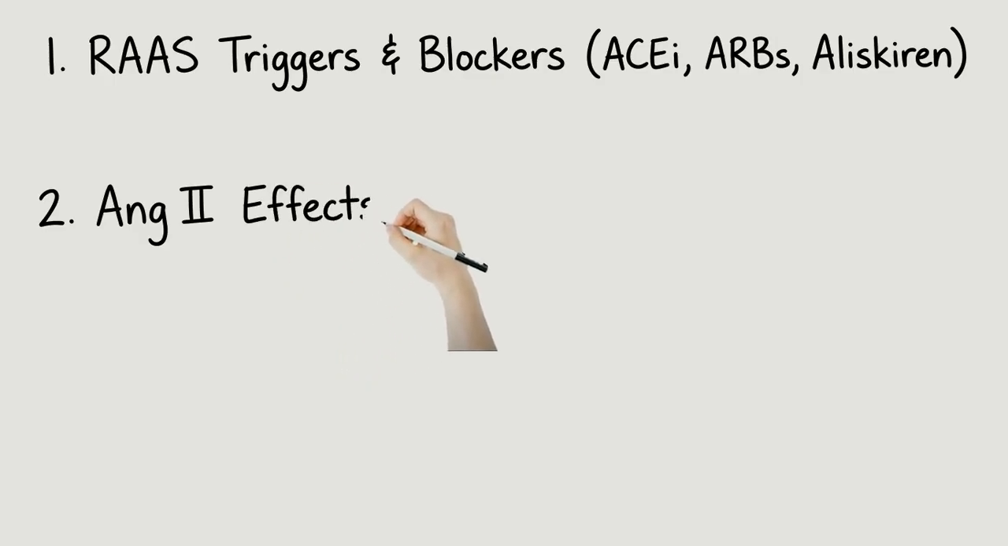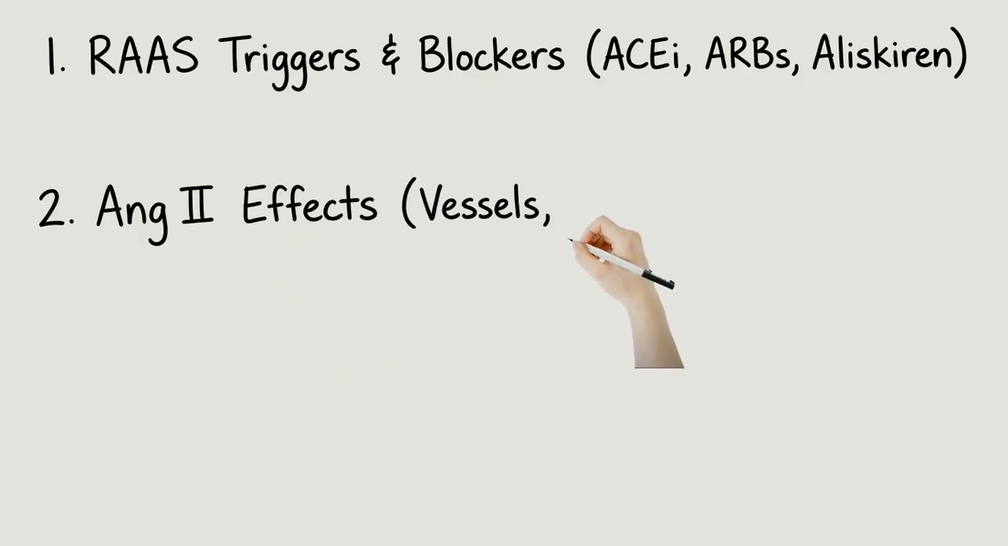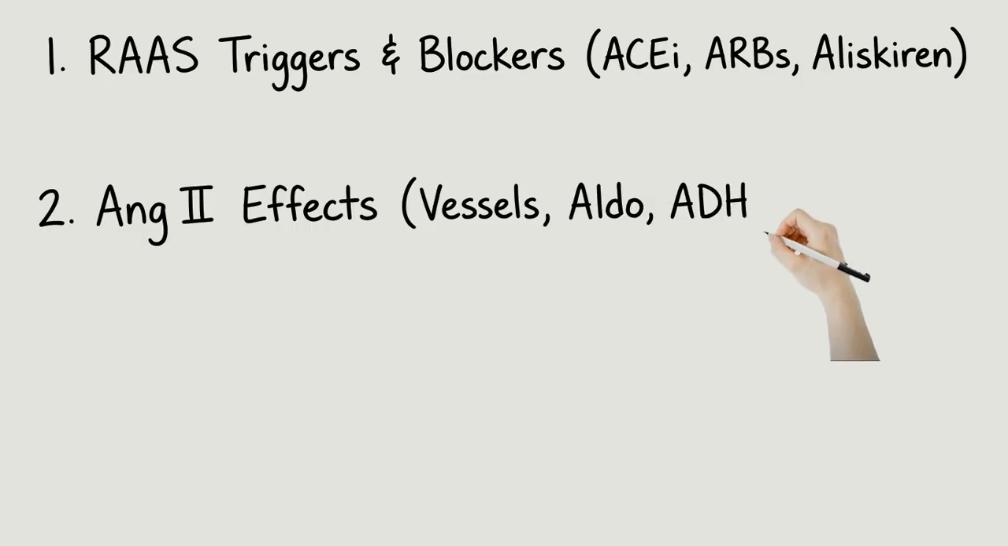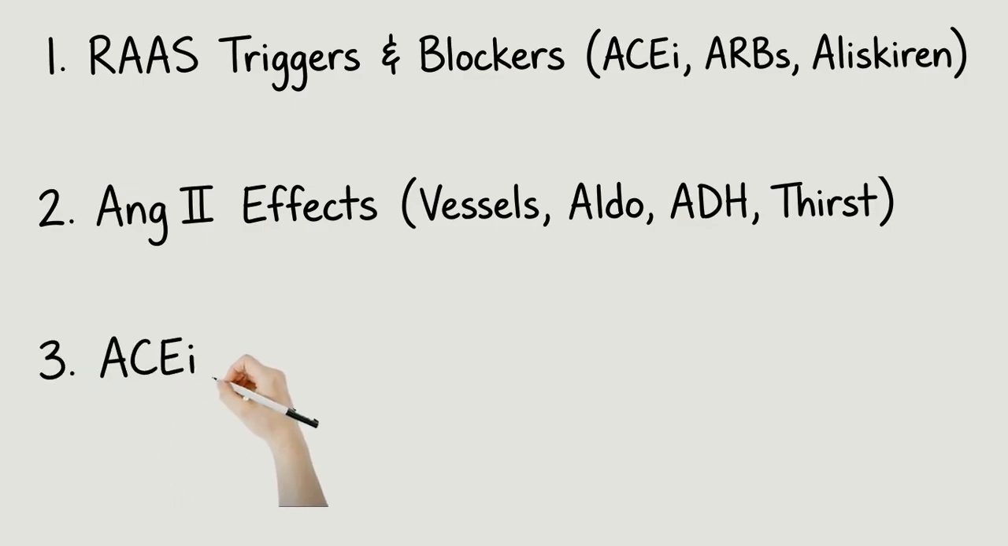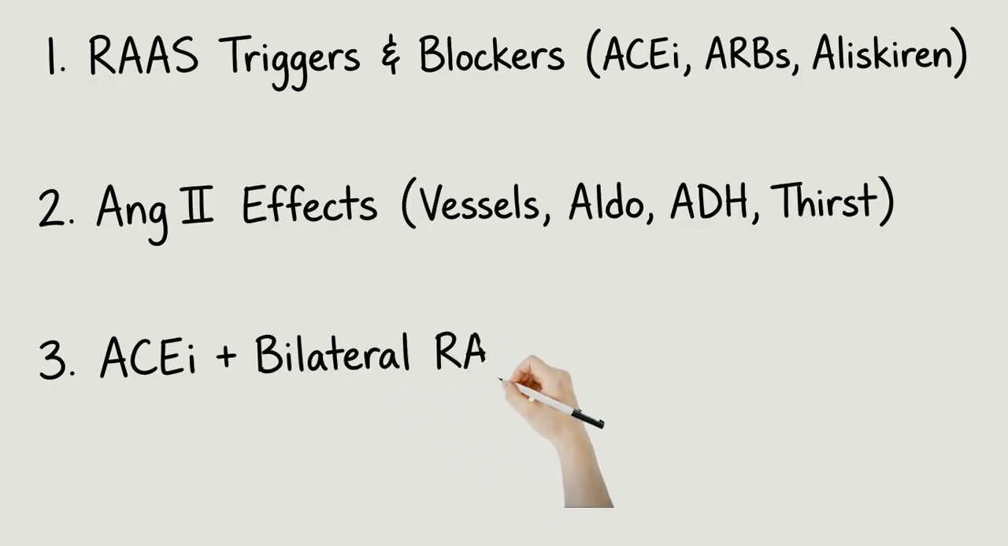Second, Angiotensin 2 raises blood pressure through 4 mechanisms: vasoconstriction, aldosterone release, ADH release through V2 receptors, and thirst. Block it and you expect hyperkalemia and a creatinine bump. Third, ACE inhibitor plus bilateral renal artery stenosis equals acute kidney injury.